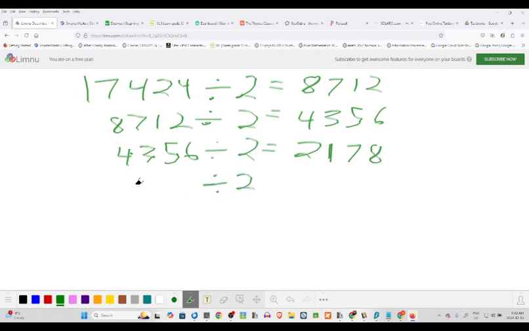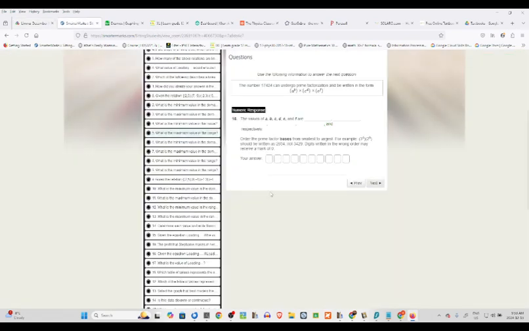We're still even here. 2,178. 2 goes into this once. Goes into 1 0 times. It goes into 17 8 times, and it goes into 18 9 times. So, we have our first factor, 2 to the 4. There's 4 factors of 2 that we pulled out before we got to an odd number. So, 2 to the 4. Our next base.